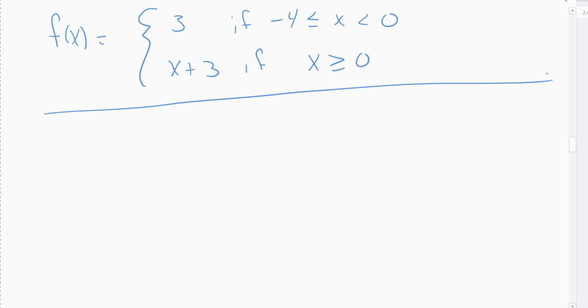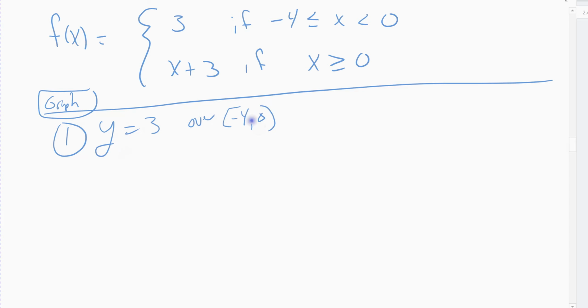So again, I'm going to graph it and talk about continuity. Graphing it first, I'm going to do the same thing I did before. I'm going to take my first piece. My first piece is the constant function, the horizontal line y equals 3 over negative 4 to 0, including negative 4, but not including 0. So that looks kind of like a bracket there. I'll draw that more parentheses-wise. I need to make my bracket stronger. There. Alright, so it includes negative 4, doesn't include 0.